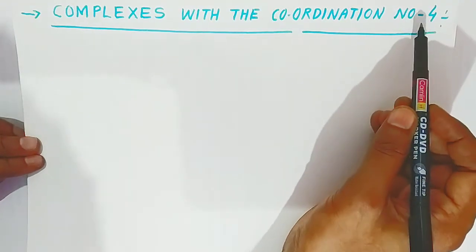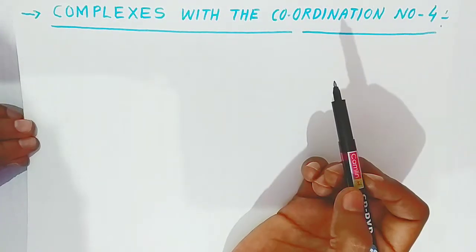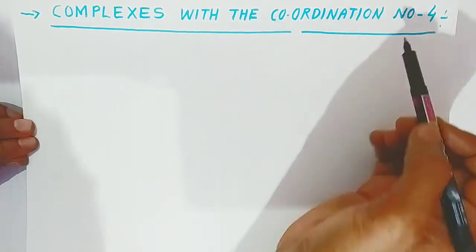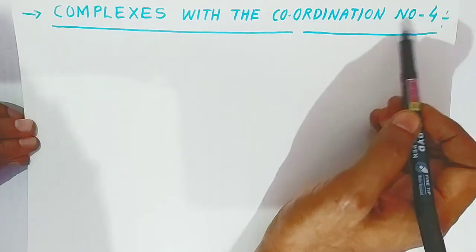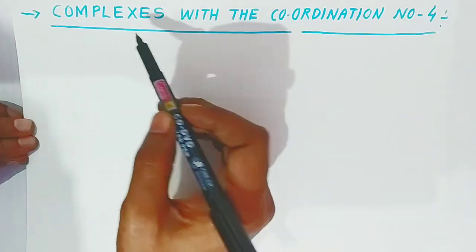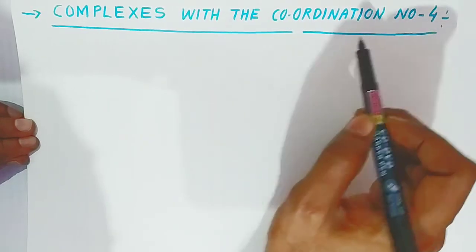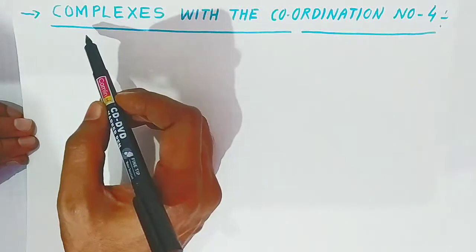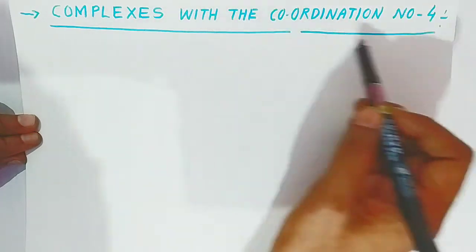In valence bond theory, first we are going to see the complexes with coordination number 4. That means 4 ligands are donating 4 pairs of electrons, a total of 8 electrons given by the ligands. So here we are talking about pairs: coordination number 4 means 4 pairs of electrons are given by the ligands. That is why the complex formed is called a complex with coordination number 4.